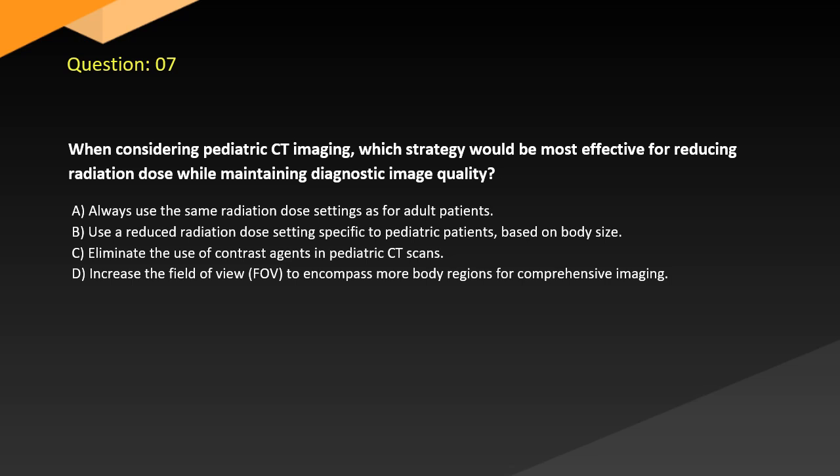Question 7. When considering pediatric CT imaging, which strategy would be most effective for reducing radiation dose while maintaining diagnostic image quality? A. Always use the same radiation dose settings as for adult patients. B. Use a reduced radiation dose setting specific to pediatric patients based on body size. C. Eliminate the use of contrast agents in pediatric CT scans. D. Increase the field of view (FOV) to encompass more body regions for comprehensive imaging.